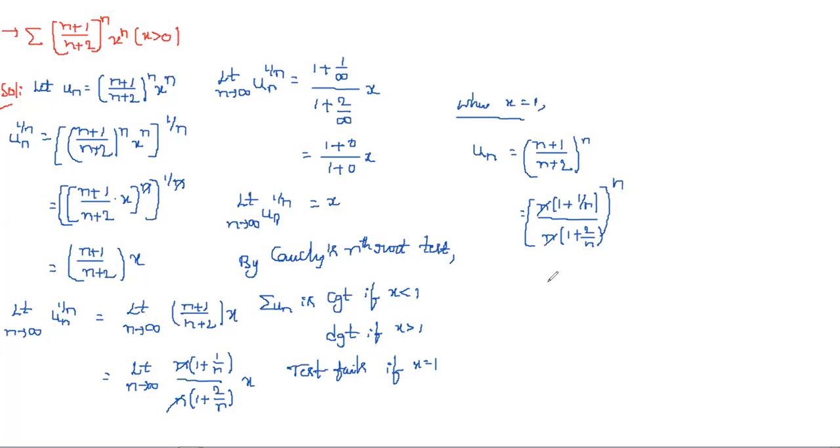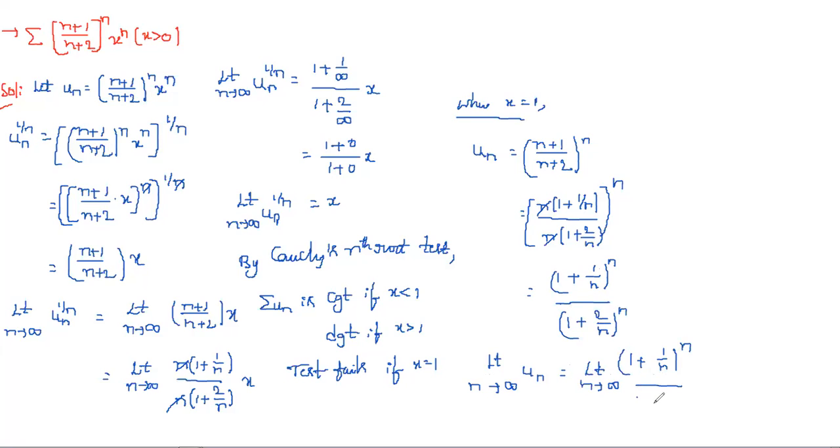And now, if you write this, (a by b) whole power m, a by b is nothing but a power m by b power m. That is (1 plus 1 by n) whole power n by (1 plus 2 by n) whole power n. We can't apply any comparison test, and this is not a geometric series. So for that, simply you can use the condition: the limit as n tends to infinity of u_n is equal to the limit as n tends to infinity of (1 plus 1 by n) whole power n by (1 plus 2 by n) whole power n.